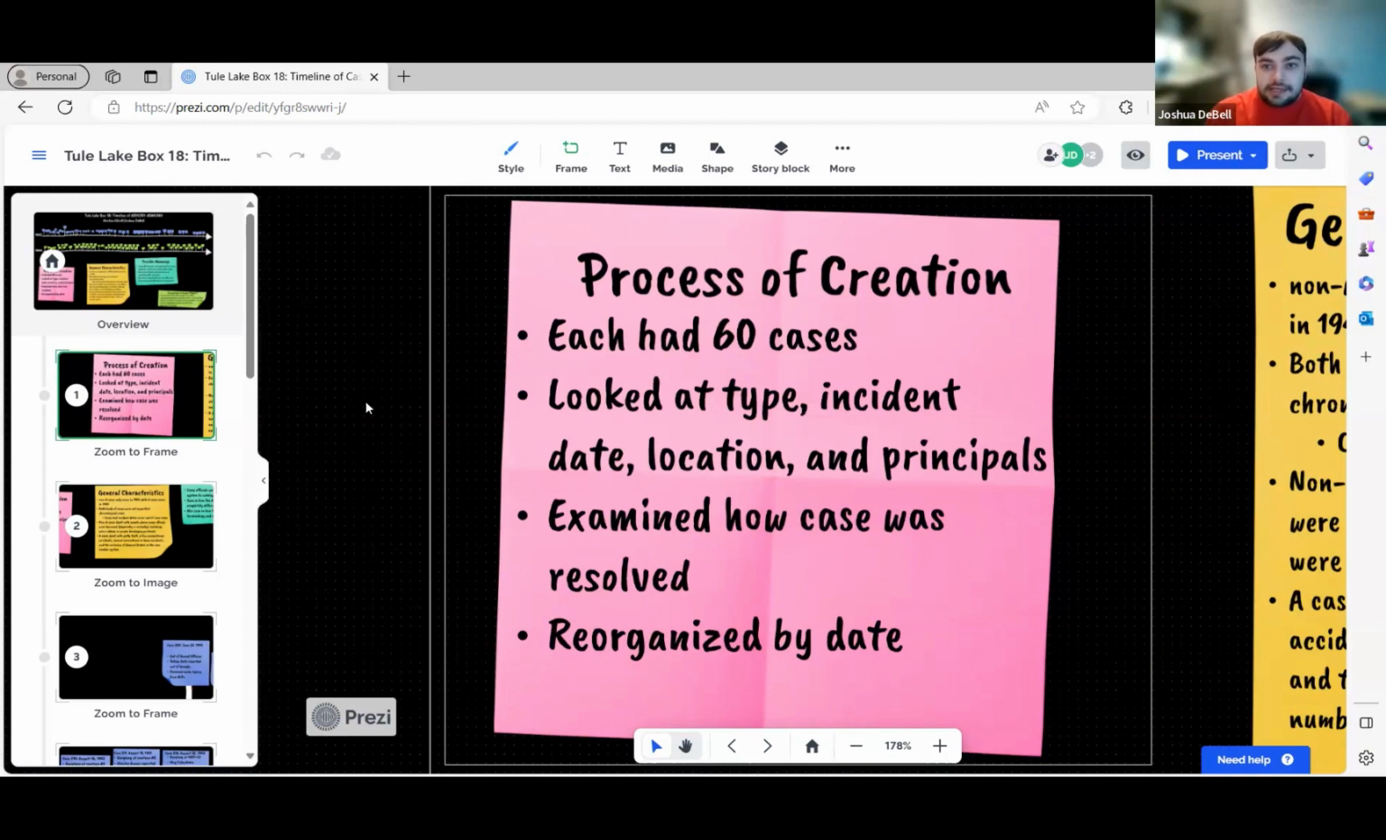So our timeline is organized chronologically by that, but sometimes the case numbers are a little bit out of order. But that's because we wanted to go with a timeline version of when events occur.